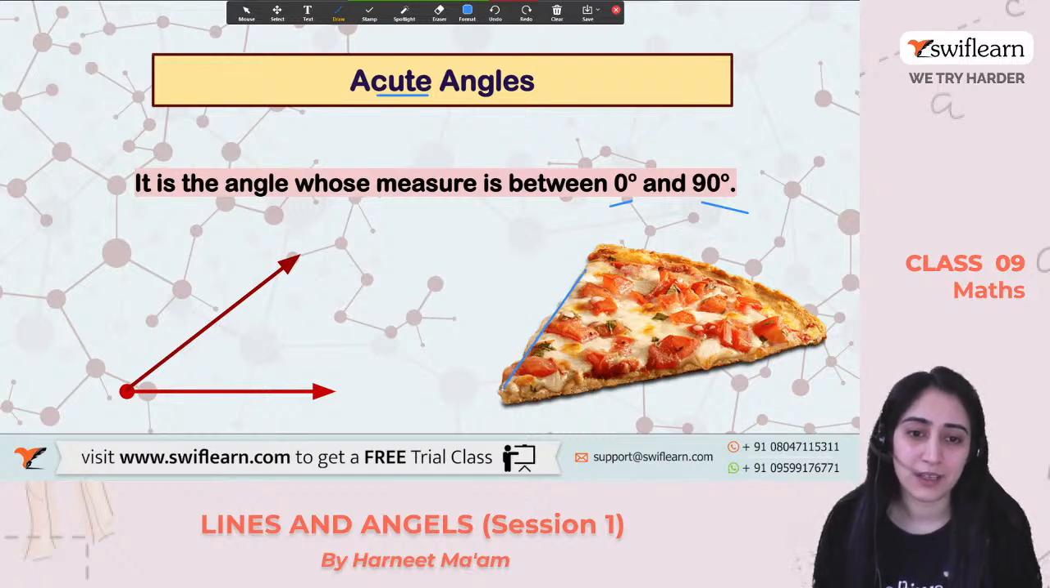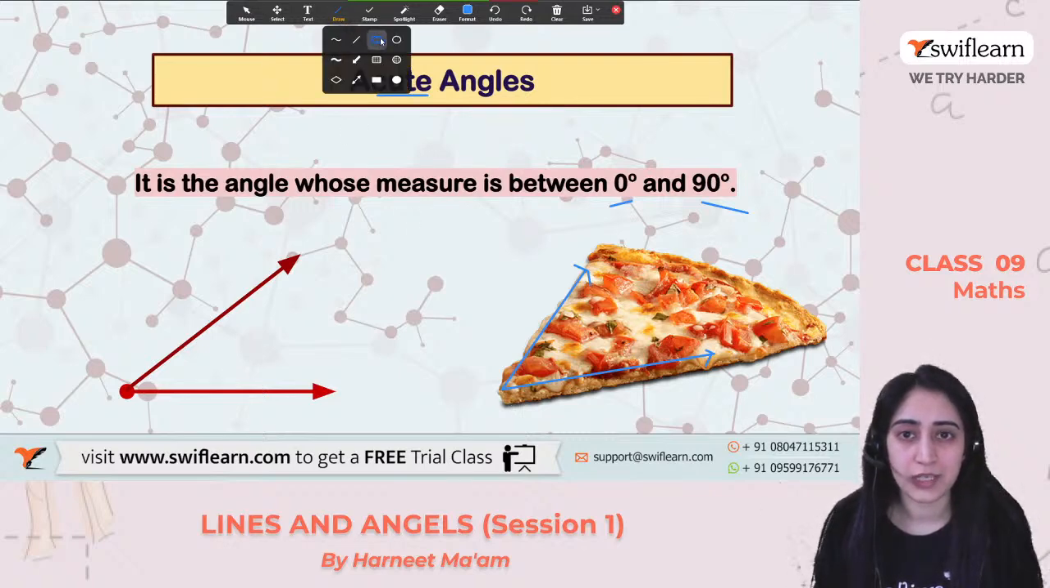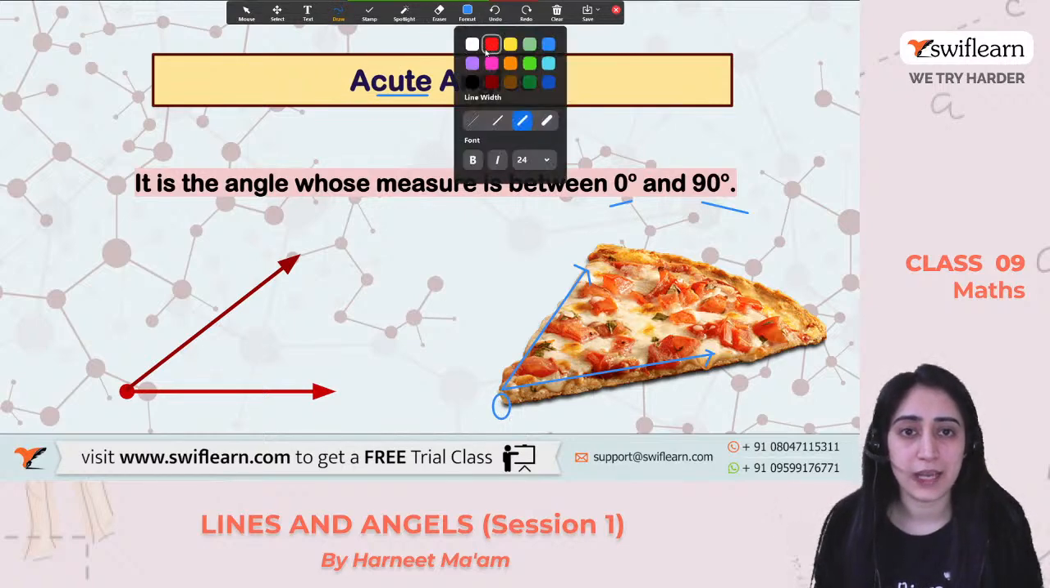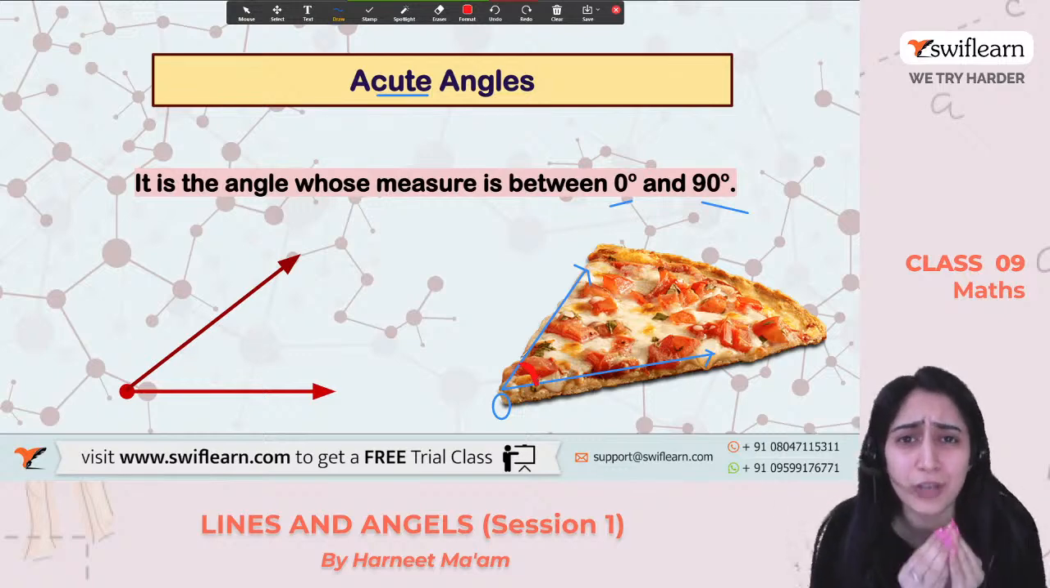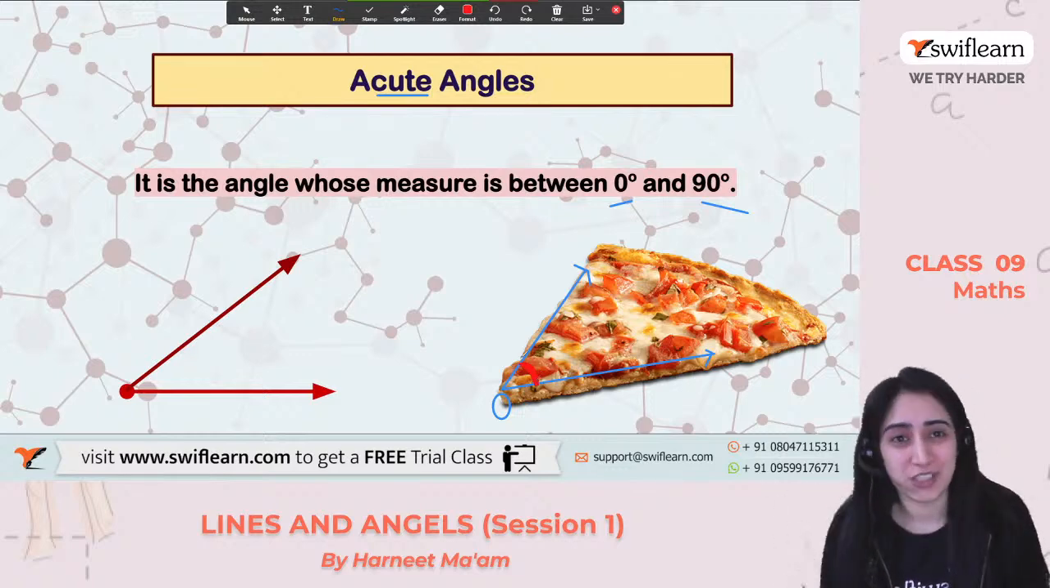See, what is happening here in this pizza is that these are the two rays being formed, right? They are meeting at this point. Let's call this point O, vertex O. And what are they forming? They are forming this angle. This angle is quite small. Can you see this angle is small? When it's small, like small children, we call it cute. So we call it an acute angle.